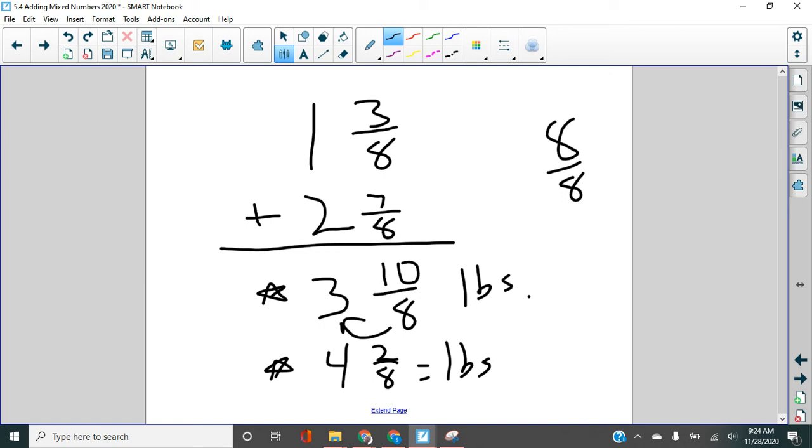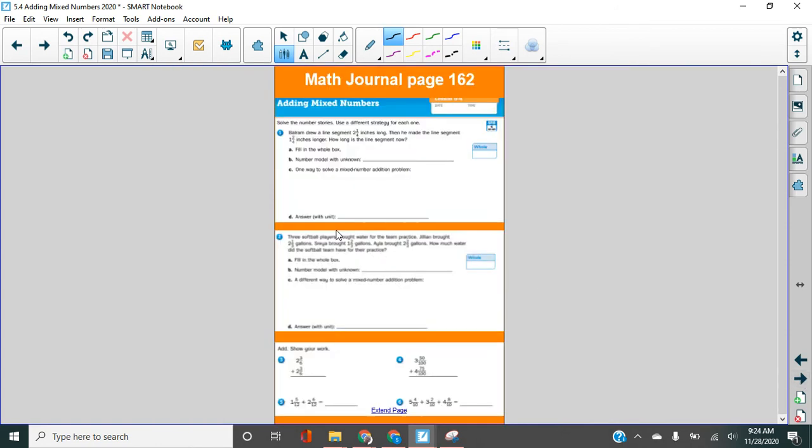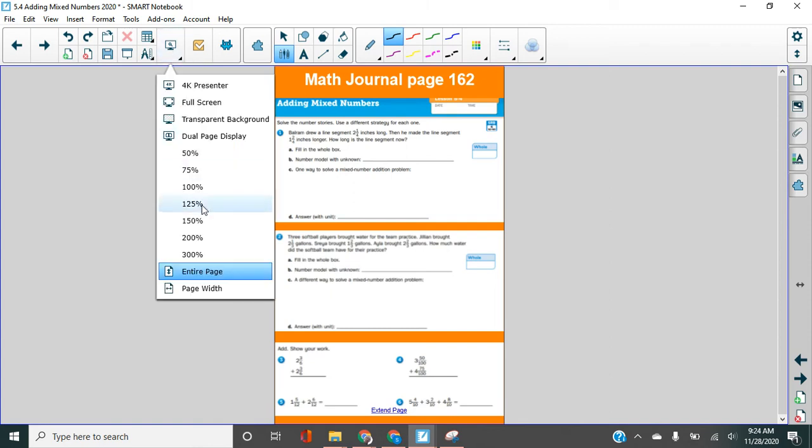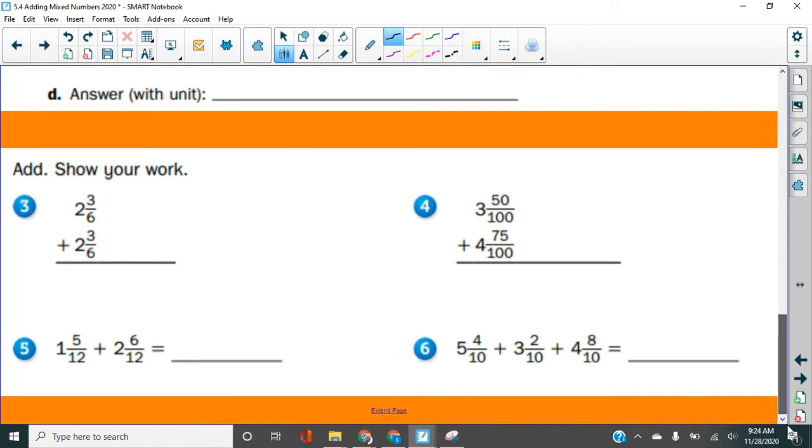Okay. We added the fractions and then we added the whole numbers. So our goal here is adding mixed numbers with common denominators. Let's do one here together in your math journal. So go ahead and turn to page 162. And let's come down and do, let's see, which one are we going to do? Let's come way down here. Let's do one of these practice ones at the bottom. Oh, look at this. Let's do number 6.